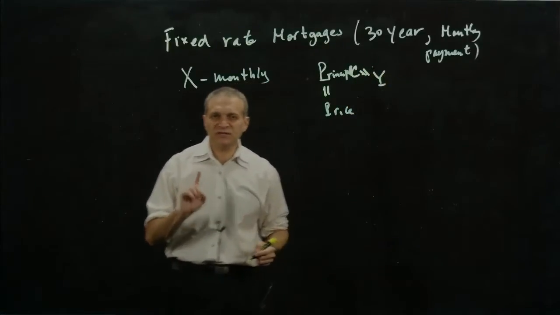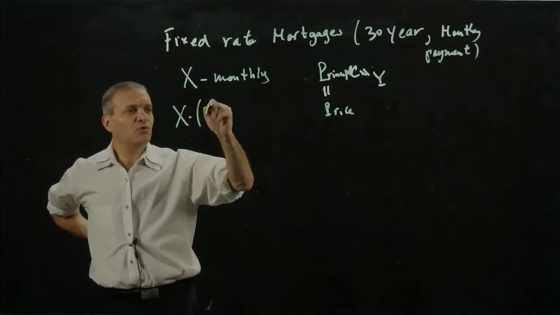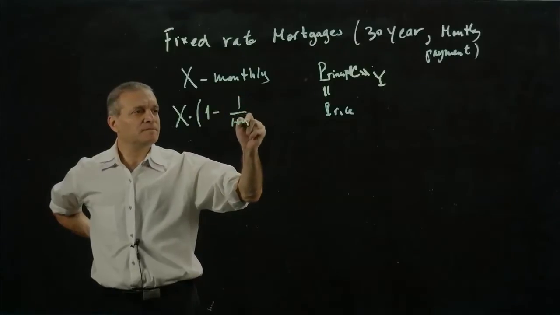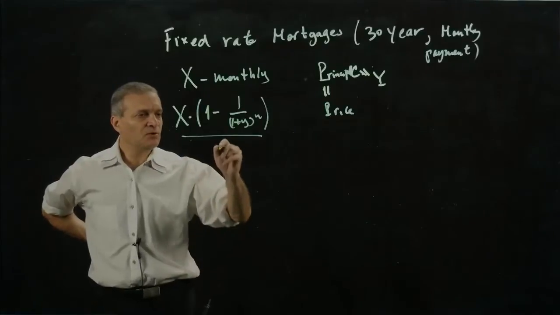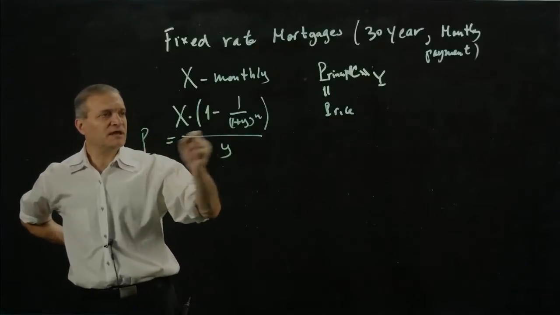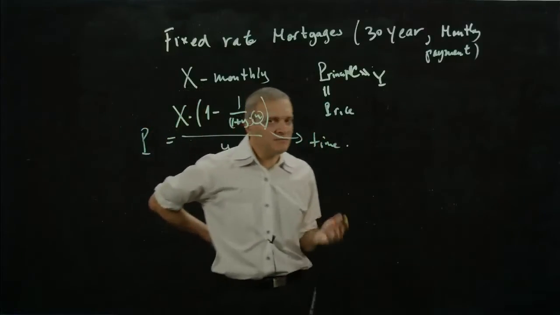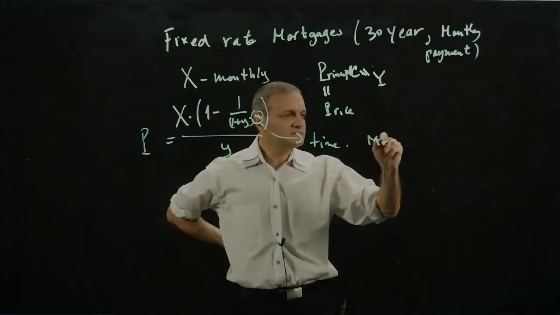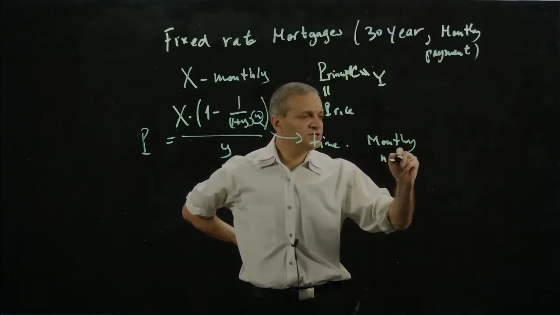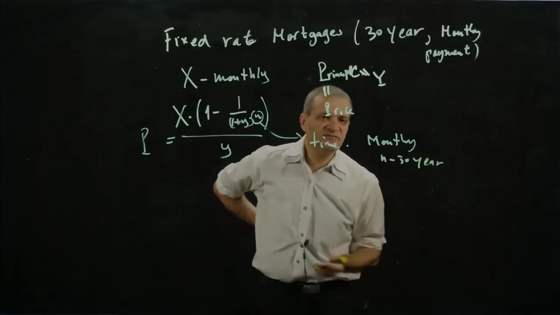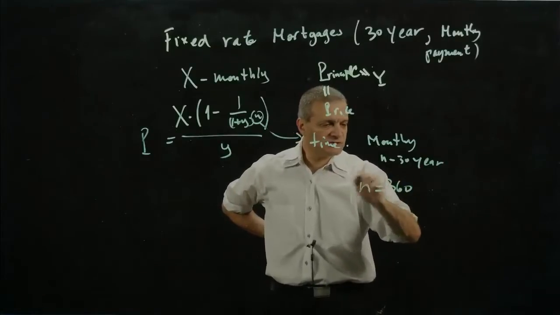And then, using the annuity formula, you know that the following is true: X times (1 divided by 1 plus y to the power of n) divided by y must equal P. And what is n? N is your time. For example, if this is a monthly payment and your time is 30 years, how many months do you have in 30 years? You have 360 months. So N is going to be equal to 360.